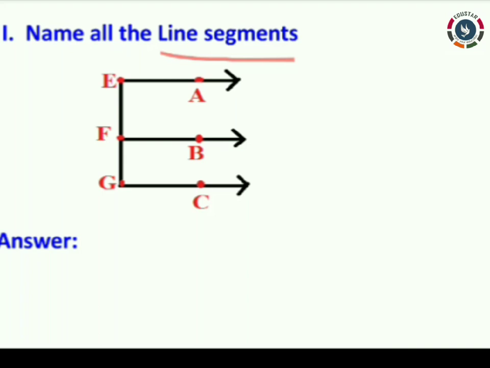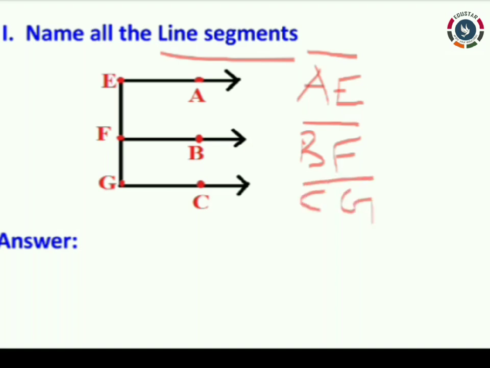Here, now I am going to write AE is one line segment. How will we denote line segment? You should draw one horizontal line alone. Next, BF is one line segment. Next, CG is one line segment. That's it. Only having 3 line segments?